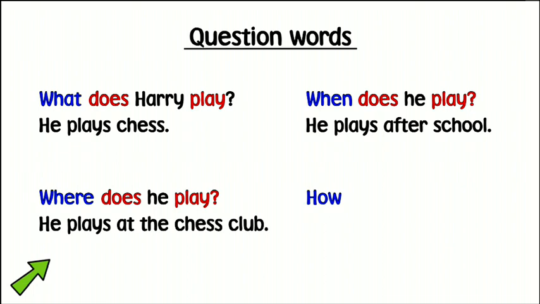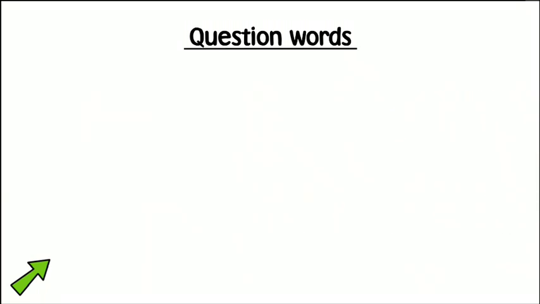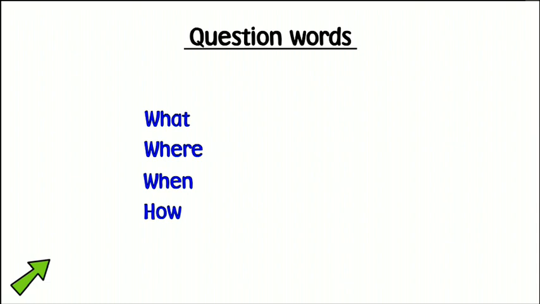We use how to ask about the way people do things. We form WH questions in the present simple like this. We form WH questions with he, she, it, like this.